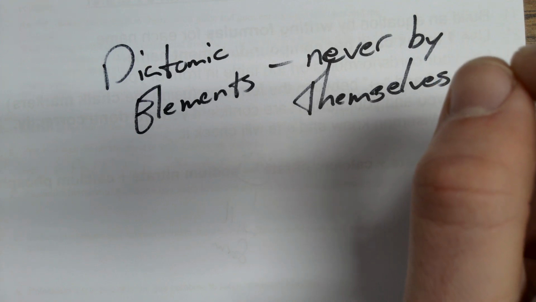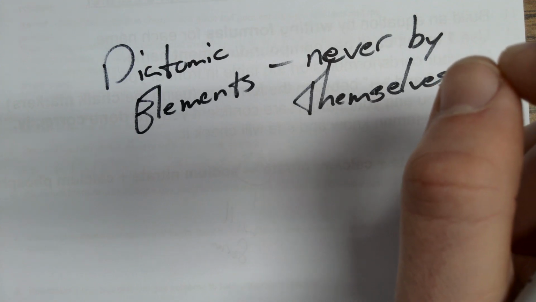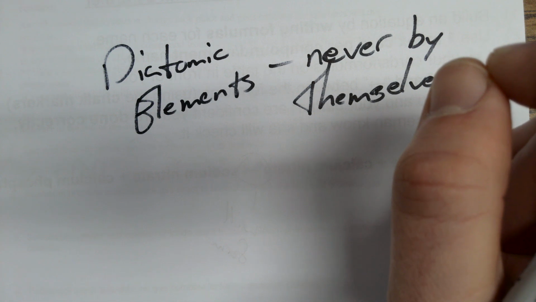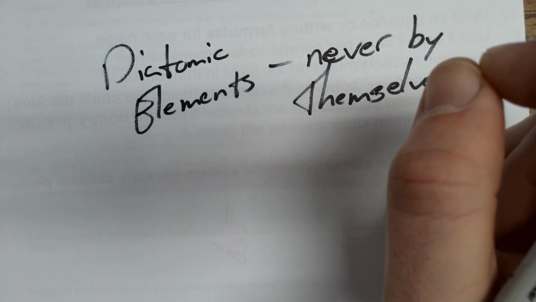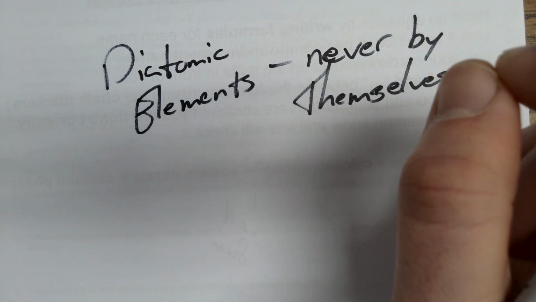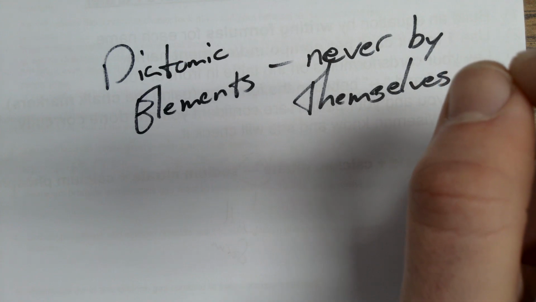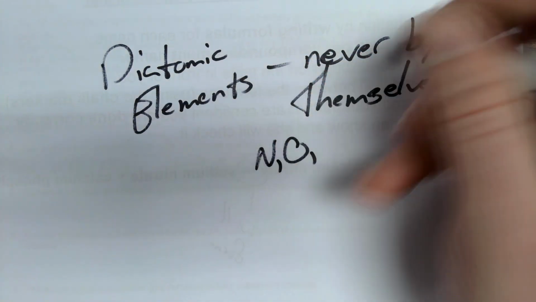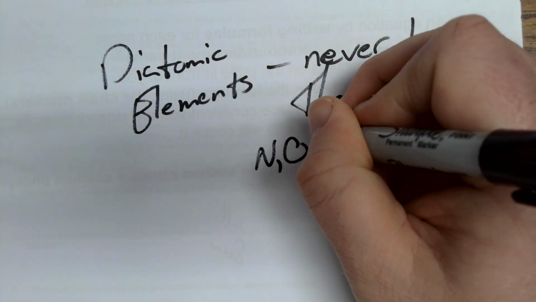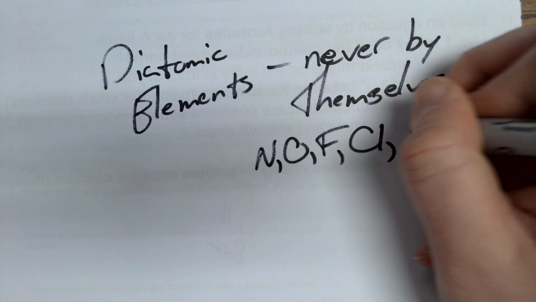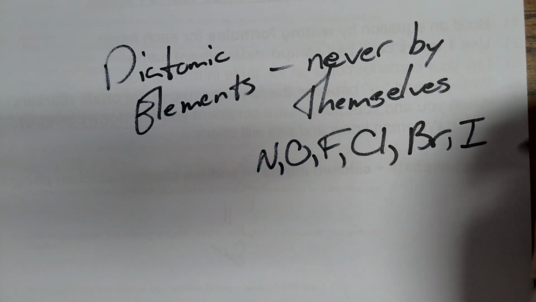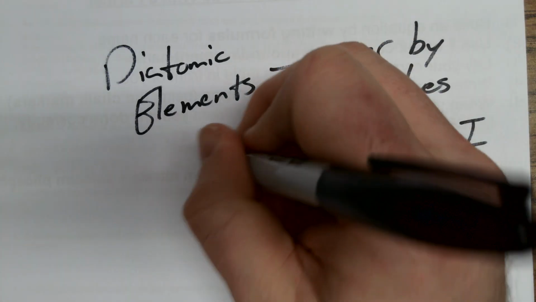What are the 7 elements that are diatomic? Nitrogen's 1. Oxygen's 1. Fluorine, chlorine, bromine. What's the other one? Iodine. We're missing 1. Hydrogen.